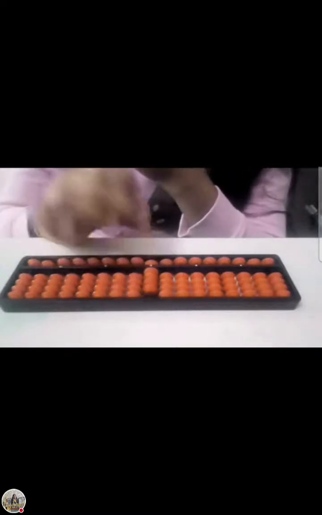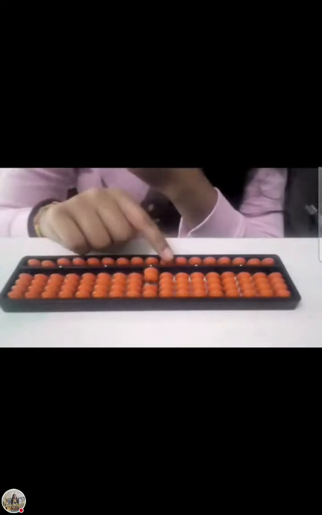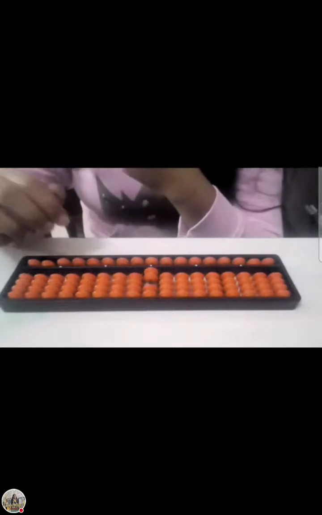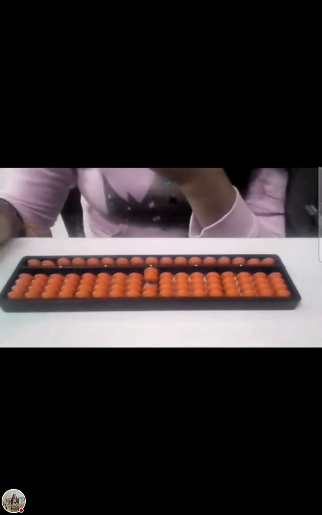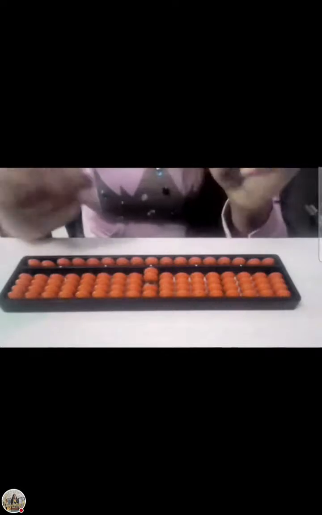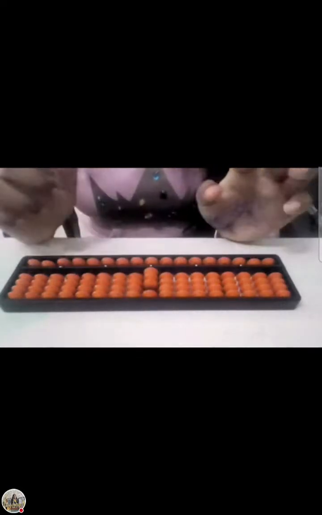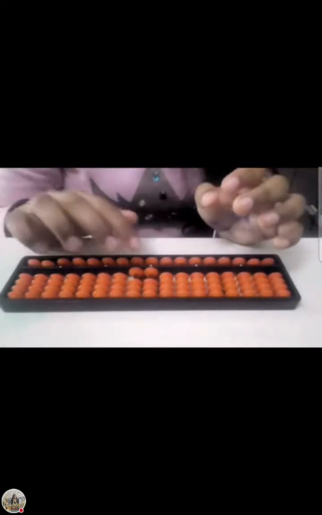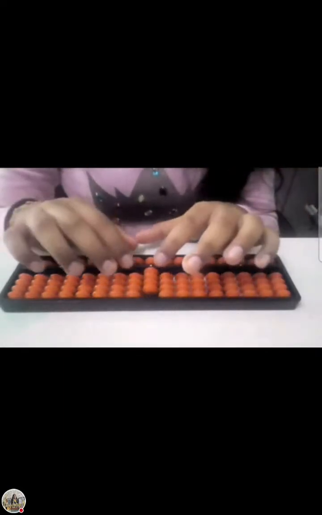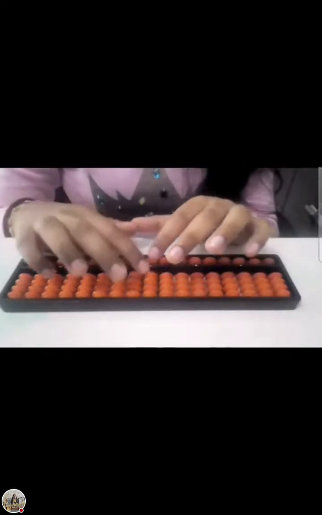1 plus 8, 9. 2 plus 8 cannot be done directly and cannot be done by small friends, so we'll move on to big friends. So what is the formula? Minus 2 plus 10. So let's apply it here. Minus 2 plus 10, our answer is 10. 3 plus 8 minus 2 plus 10, 11. 4 plus 8 minus 2 plus 10, answer is 12.